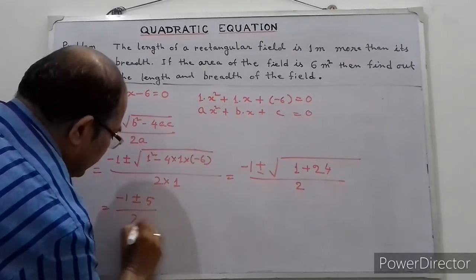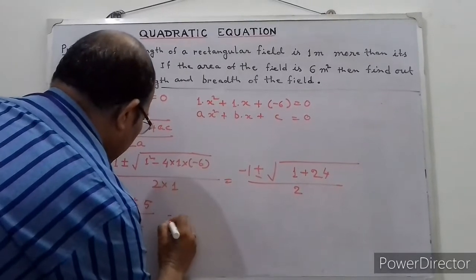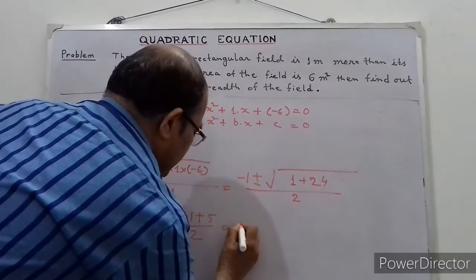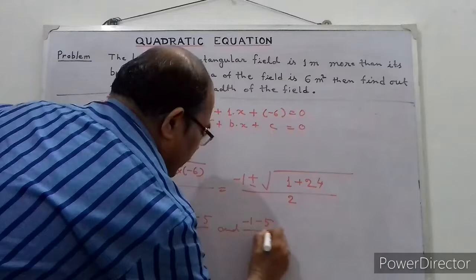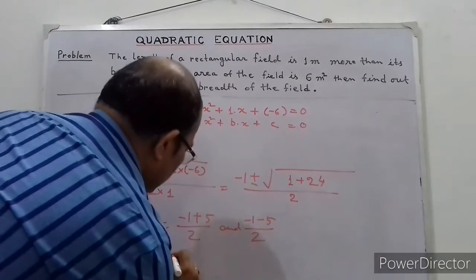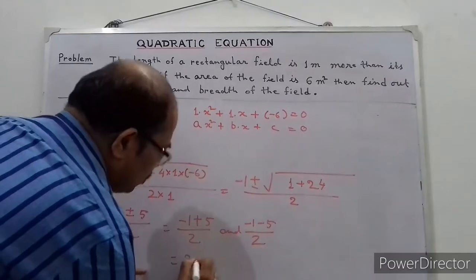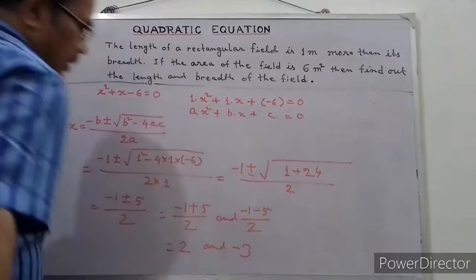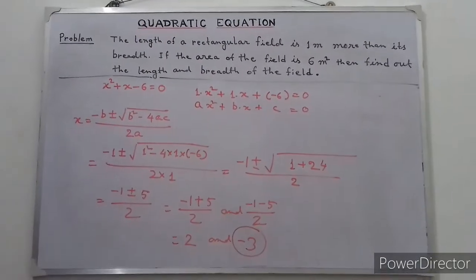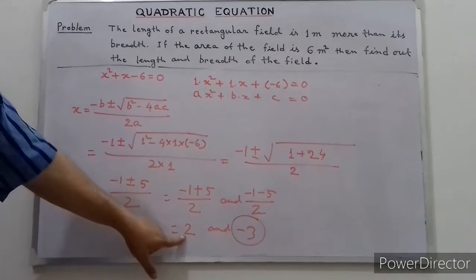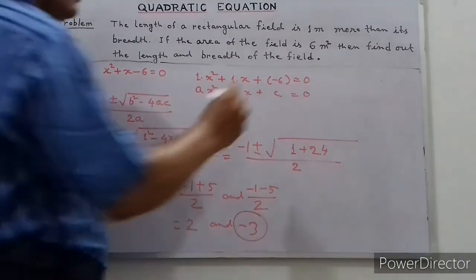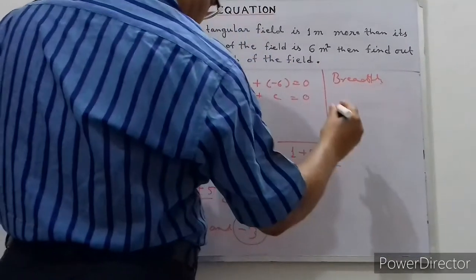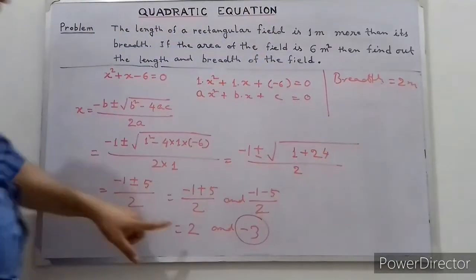So 5 by 2. So one root is minus 1 plus 5 divided by 2 and another root is minus 1 minus 5 divided by 2. So this is 5 minus 1, 4 by 2 is 2, and this is minus 6 by 2 is minus 3. So that should be avoided. The negative value of the breadth should be avoided. So the value of breadth, or x, equals 2 meters, right?